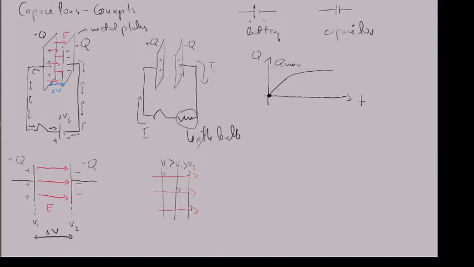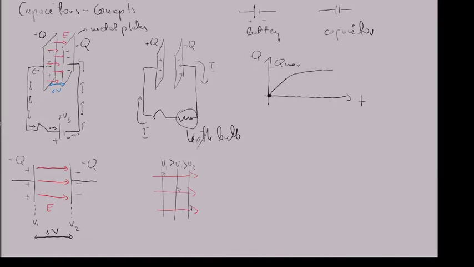Now the reason why this has to curve like that is because the more charges you pack on the plate, the more difficult it is to add more charges. And so for that reason, this thing has to curve out like that. This in fact is going to be an exponential function, but we'll get to that later.